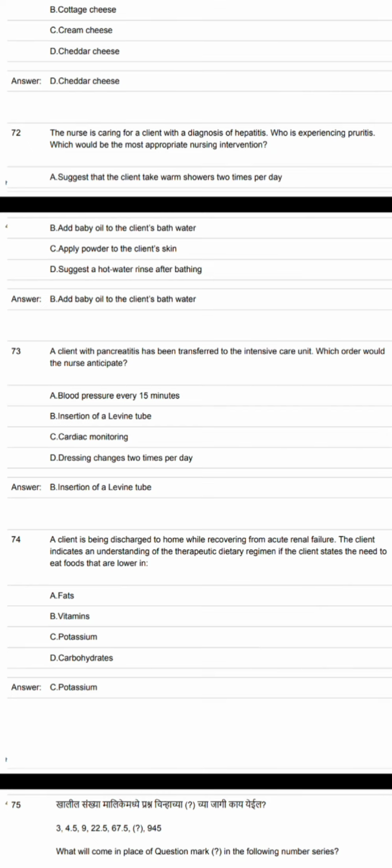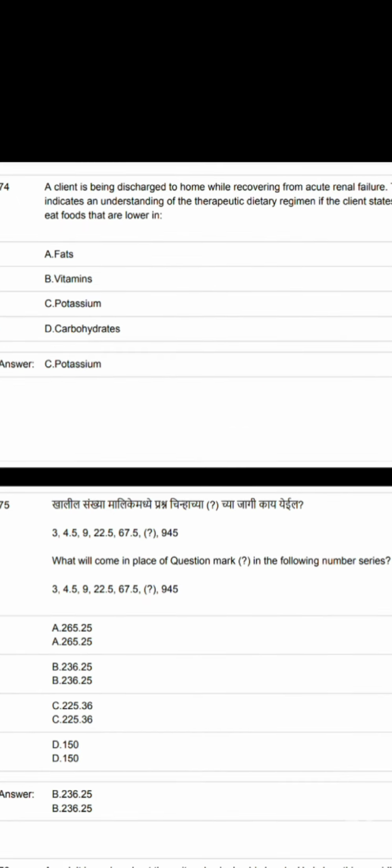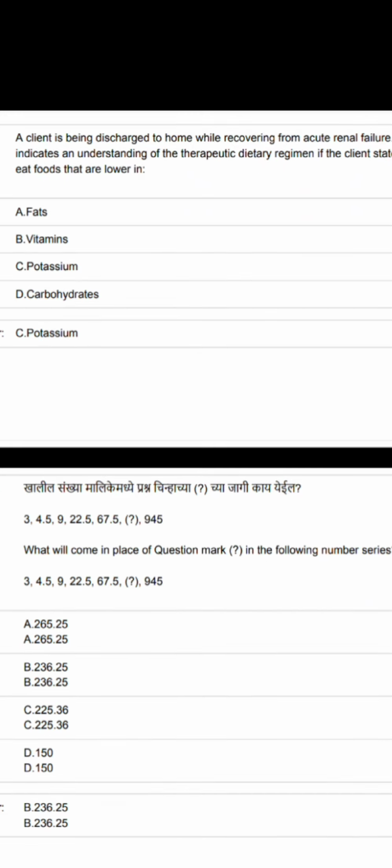The 75th MCQ. What will come in place of the question mark in the following number series? The answer is B, 236.25.